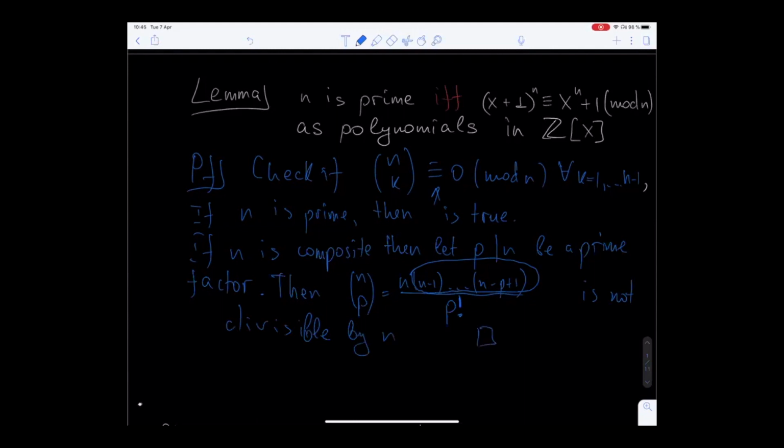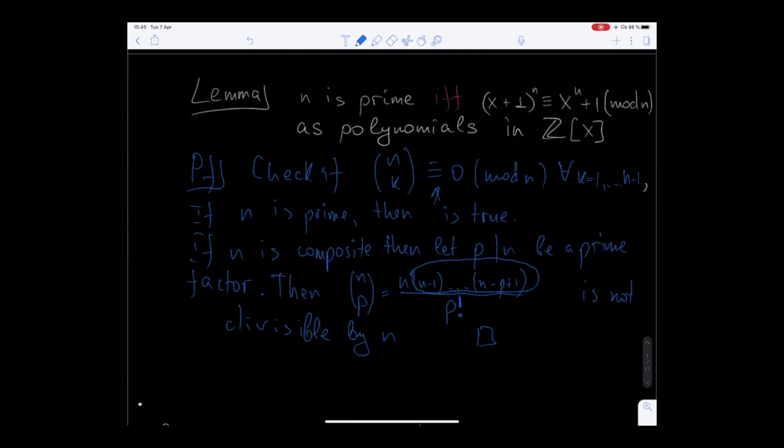So we managed to find a particular binomial coefficient that does not vanish in case n is composite, based on any prime factor of n.